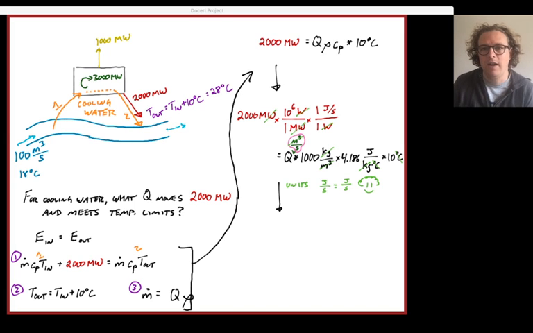And if I can keep track of my units, odds are I'm going to get to the right answer. So I'm feeling good about this. I've got a solvable equation. And so I can go ahead and solve for a discharge of 47.8 cubic meters per second. So in other words, in order to keep this plant cooled, and not discharge water hotter than 28 degrees C, you're going to need to pump almost 50 cubic meters per second, or half of the river flow, through that plant.